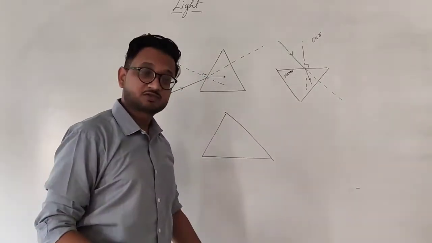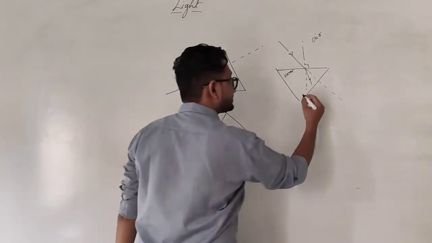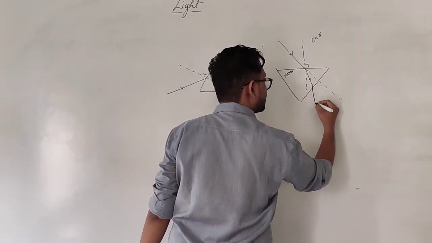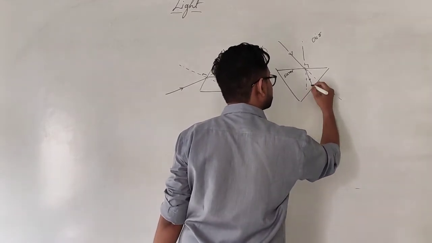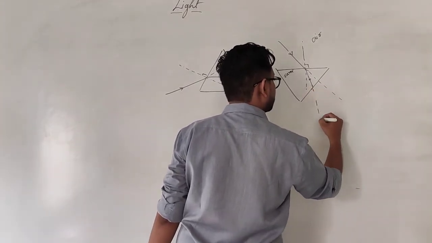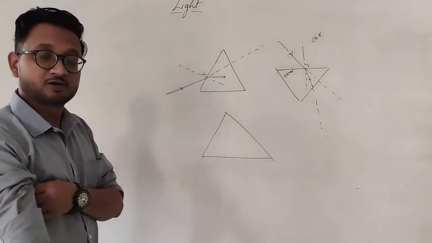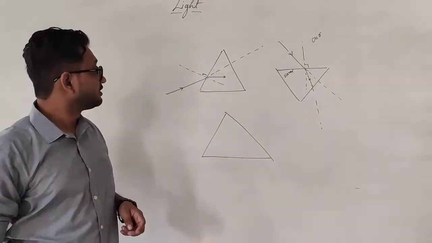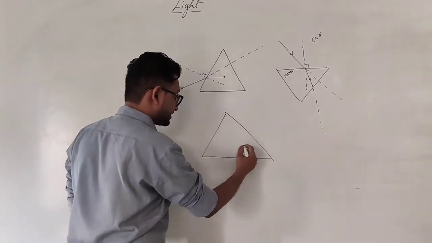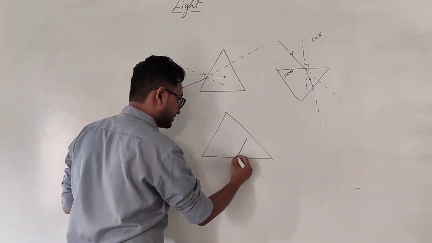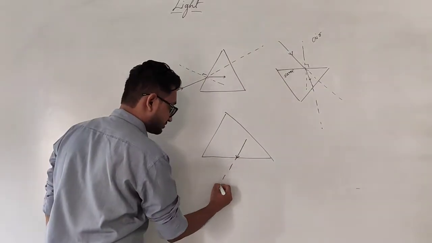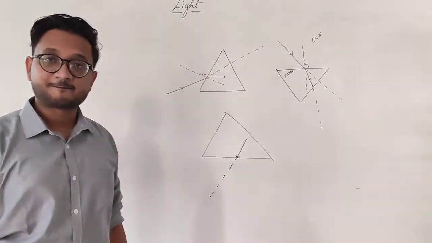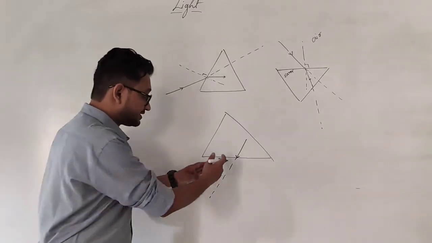I hope it is clear to you, students. Now as you can see, this ray of light is incident over here like this. So it is supposed to go this way. It is supposed to go this way. Okay? From this particular point, you can see that the ray of light is coming this way, and it is supposed to go in this direction. It is supposed to go in this direction.